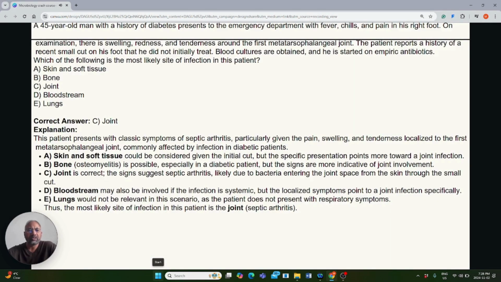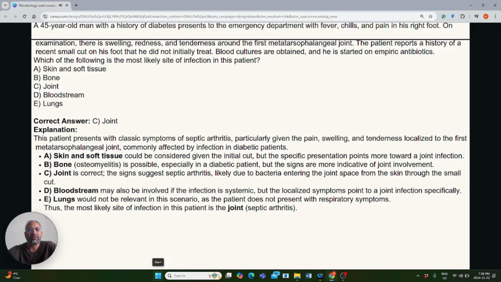Okay, so lastly, let us come to our last question in this presentation. As we said, first we read the last line of the question, which says, which of the following is the most likely site of infection? So here they are not asking about the organism, they are asking about the site of infection. Where is the infection occurring? So now going to the question.